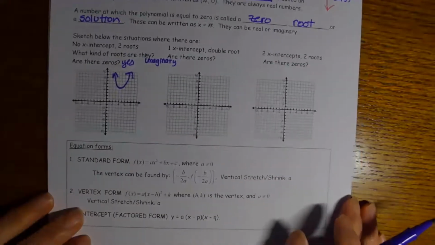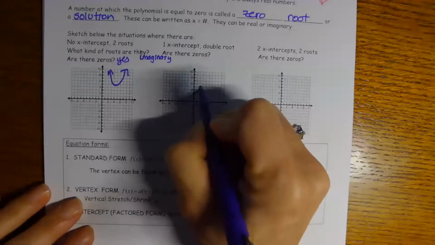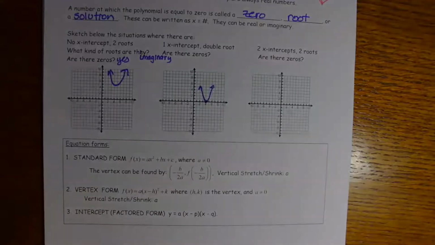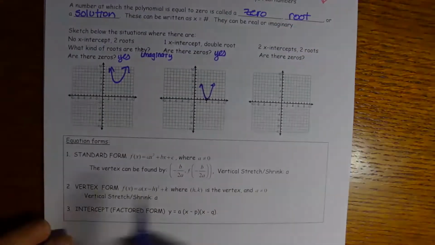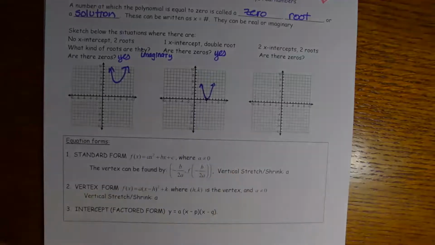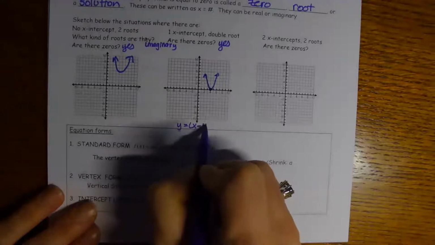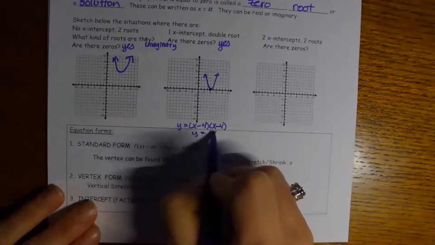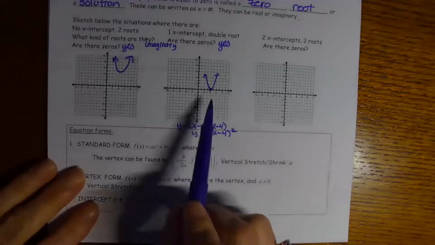Let's see if we can draw one x-intercept, double root. Well, that means it's on the axis, right? So it just touches in one point. We call that a double root. Are there zeros? Yes. What would the equation of a double root look like? Like I put an intercept at 4. What that means is when you had the equation, you had x minus 4 times x minus 4, which was x minus 4 squared, right? Okay, so that's where that came from.